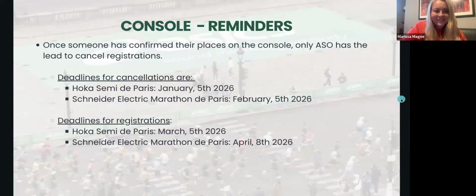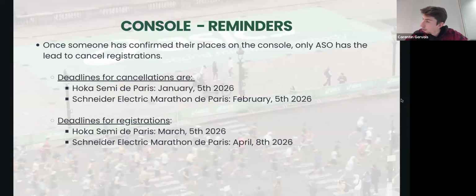And over to you. Yeah, the dates haven't changed, but I'll give you the two main dates for each event. The first is the deadline to cancel anyone who's on the console, because then we launch BIP printing, so that's January 5th for the half and February 5th for the full marathon. And the deadline for registration is 3 days prior to the event, so March 5th on the half marathon and April 8th on the marathon.